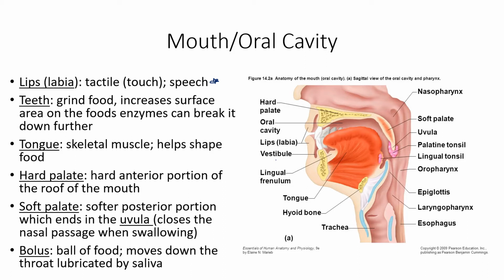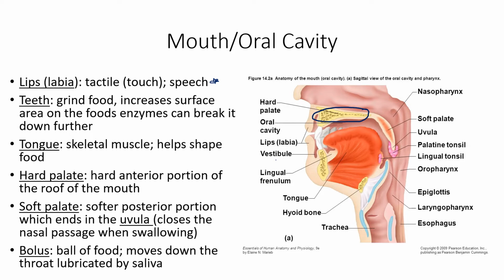Your tongue is going to be this large skeletal muscle that is going to help shape food, as well as used for speech. Your hard palate, which we've talked about a few times in this class, is going to be that hard anterior portion of the roof of your mouth. You can probably use your tongue to feel the roof of your mouth, and you might feel these little ridges up there.